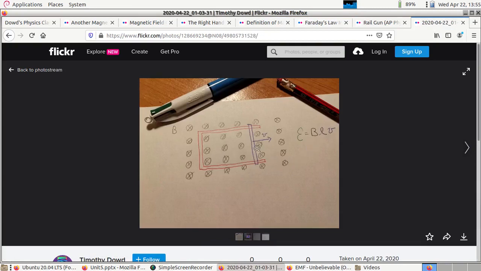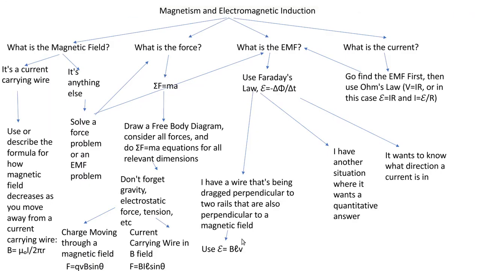Problem like this, where we're dragging a wire to the right, and if you look, the amount of flux inside is going to change because as that wire moves to the right, more magnetic field is going to be enclosed. So that's going to induce an EMF, and it's going to depend on the strength of the field, the length of the wire that's actually moving, and how fast you're moving it. So in that situation, you can think right away about using this equation.